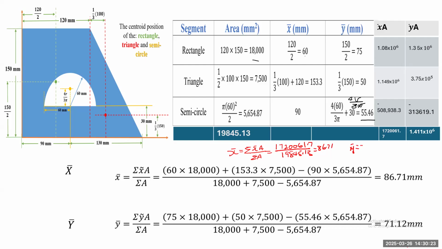Y bar is going to be simply just the sum of y bar a upon the sum of the area. And this would just give you, what's that value? 1.411 times 10 to the 6, all divided upon the area there, which is 19845.13. Right? Have I missed anything? And that will give you 71.12. All right, so that's how you would approach that one, and that is how you find the centroid. So let's move along. All right, spent a little time on that.